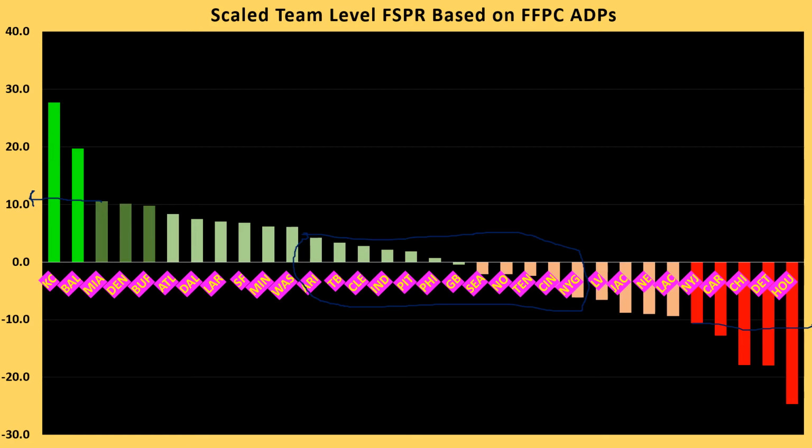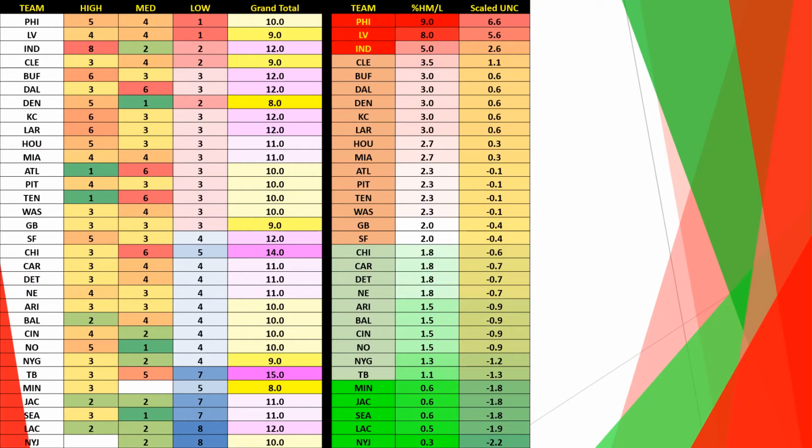And again, this is scaled team level rankings based on the FFPC ADPs. Check out the website there and see what you think. I like to look at this as well. You can think of the line at 0 as above and below average of opinion, really. We're talking about opinion because we're projecting into 2021.